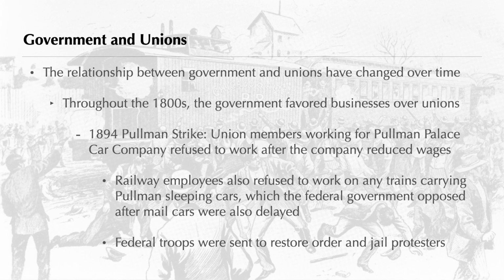Eugene G. Debs, leader of the American Railway Union, then urged union members to refuse to work on any train with a Pullman car. When railroad traffic across the country was disrupted, the railroad companies attached mail cars to Pullman cars. This action caused the government to oppose the protests on the grounds that they were preventing mail delivery. Federal troops were sent to enforce order, and protesters were jailed.